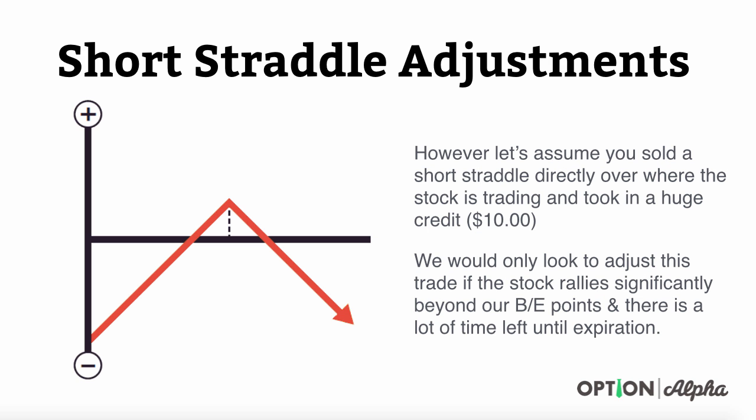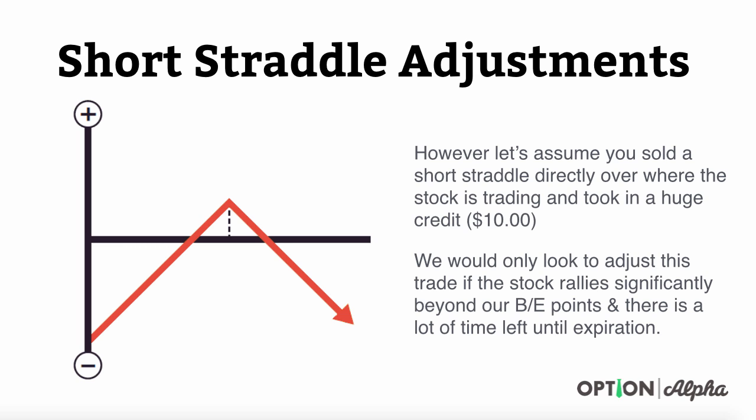However, let's assume you sold a short straddle directly over where the stock is trading and took in a huge credit, somewhere around $10. And again, we'll go over a live example of this later on in this video using SPY. We would look to adjust this trade if the stock rallies significantly beyond our break-even points and there is a lot of time left until expiration.